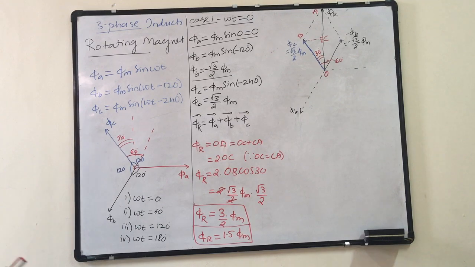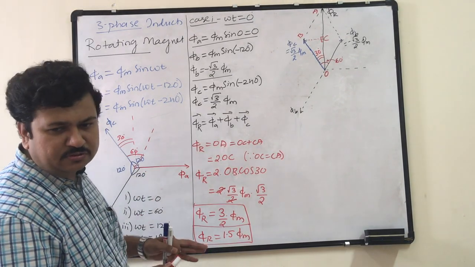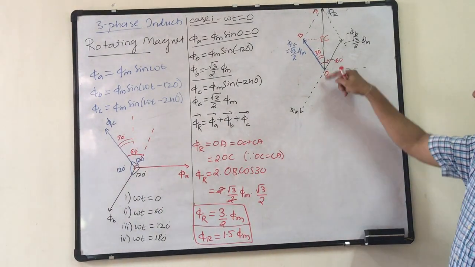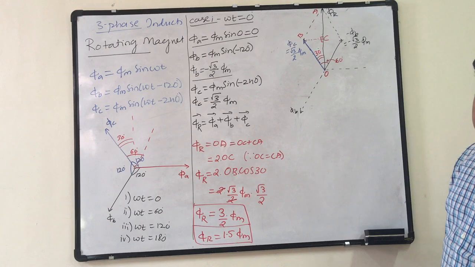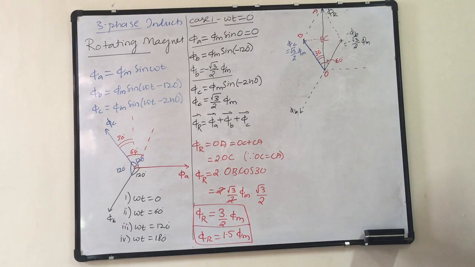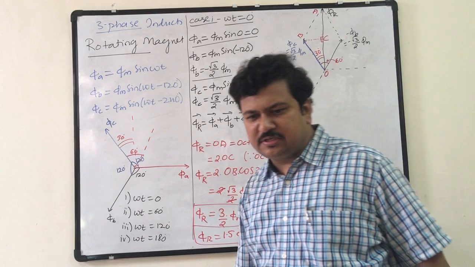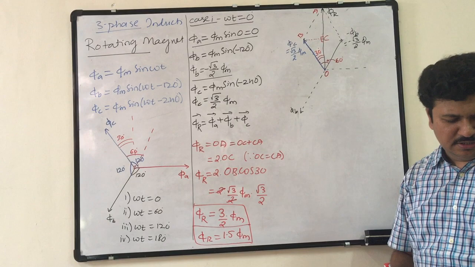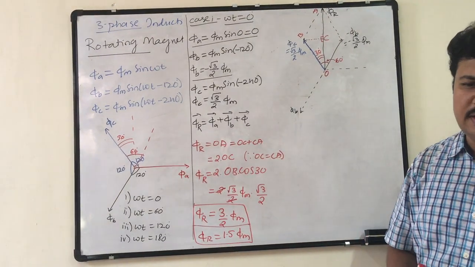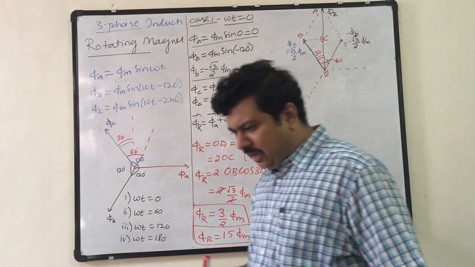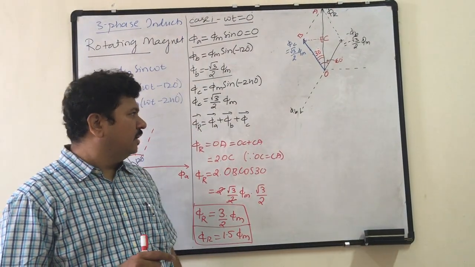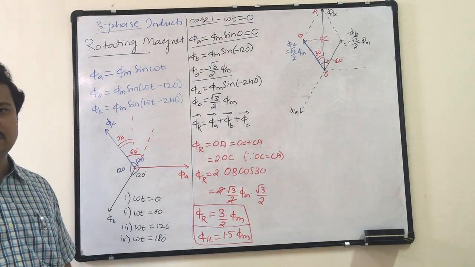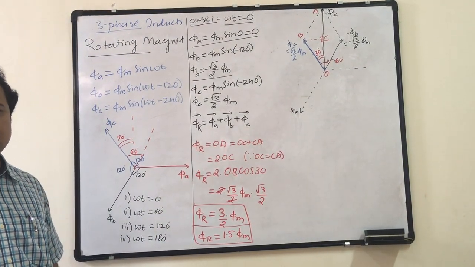And what is the position of the resultant vector? At omega t equal to 0, the position of the resultant vector is vertically upwards. This is the first case. Now what happens if omega t changes? Because I have not applied a steady voltage there, I have applied an alternating voltage. Therefore, the flux is also alternating. And as flux is alternating, my phase position omega t is continuously changing from 0 to 360 degrees in a cycle.